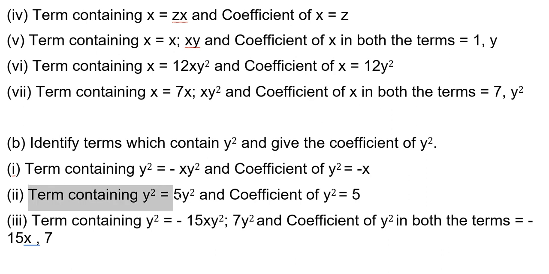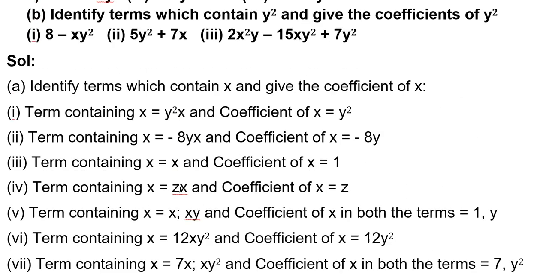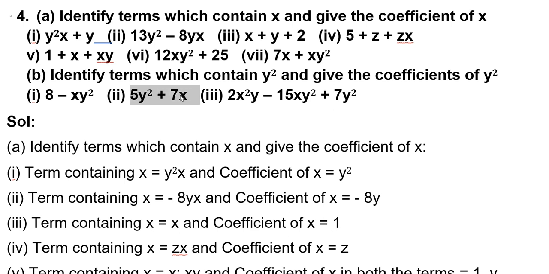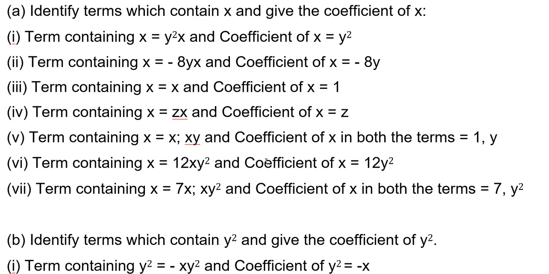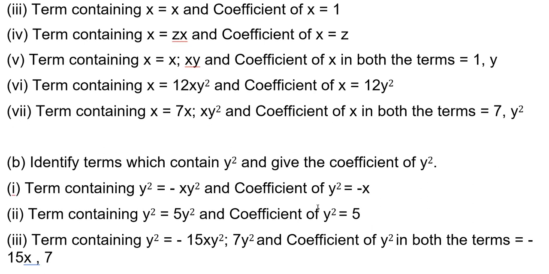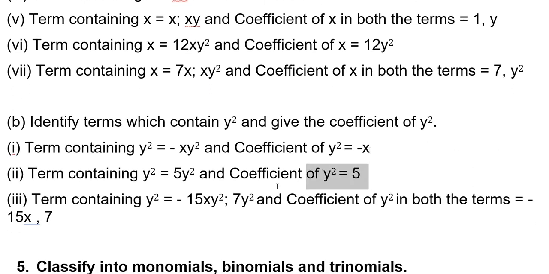The term containing y square is 5y square. Second problem: 5y square plus 7x. The term containing y square is 5y square, and the coefficient of y square is 5.